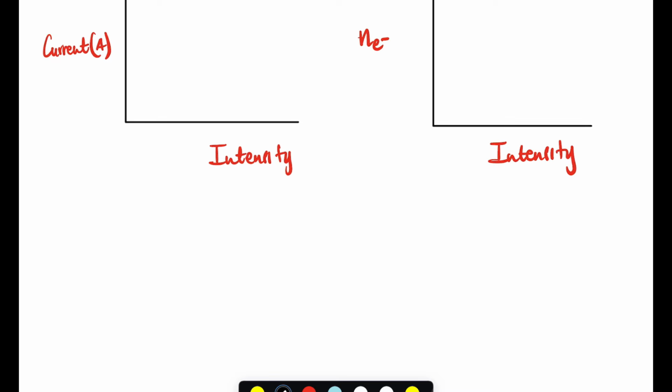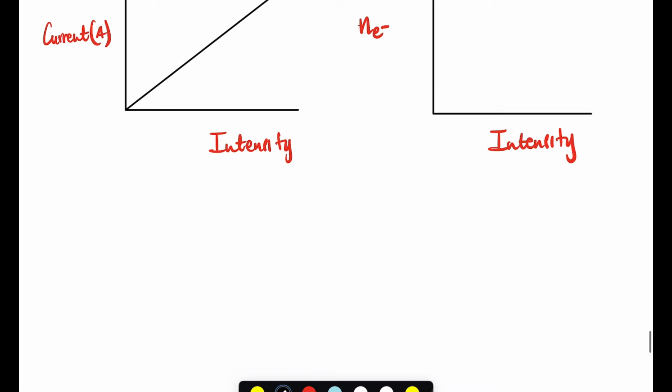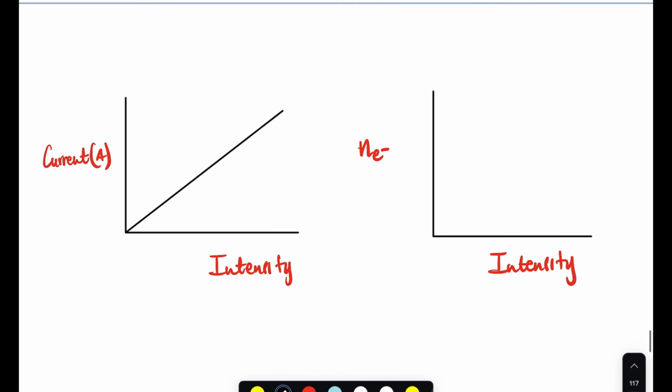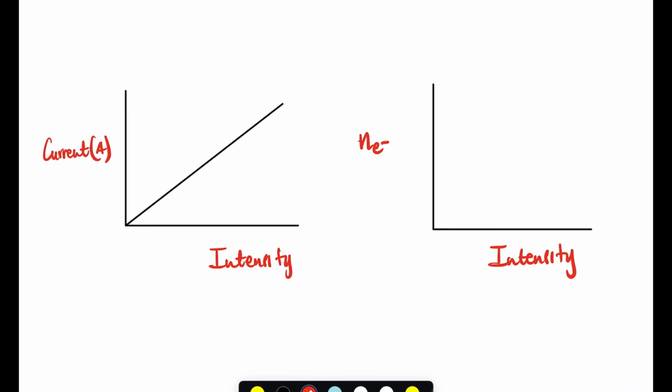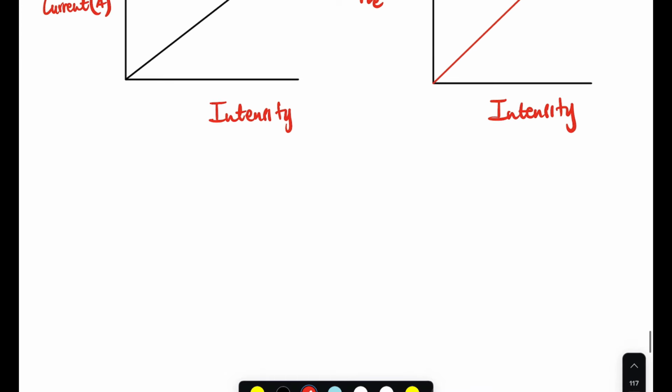Another graph here: it's the current and the intensity. The current and the intensity, guys, are directly proportional as well. The greater the intensity of light, the greater the current. Even here, the greater the intensity of light, the greater the number of electrons ejected per unit time, which is the current. The graph will be like that, right?